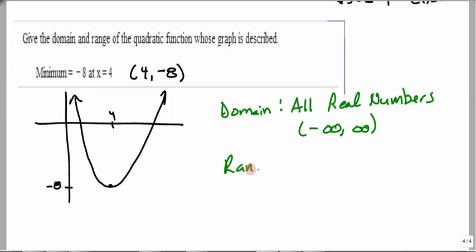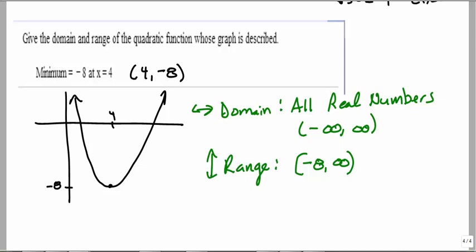Now my range, because I know it's a minimum, remember range is vertical, domain is horizontal. So vertically, it looks like I start here at -8 and I shoot off toward positive infinity. I actually reach -8. I don't reach positive infinity. You never reach infinity, positive or negative. So that is where I'd have my parenthesis. So even though I can't graph this in with your TI, you can do a quick hand sketch that will give you a lot of information about this.